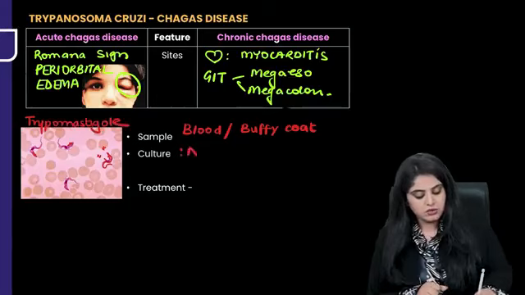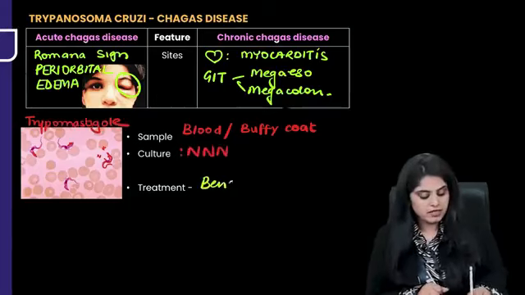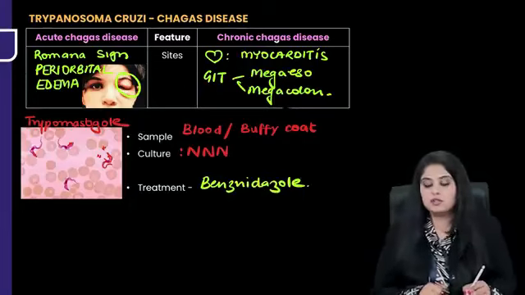Lastly, what culture are you going to do? We do the NNN culture media over here, and what is the treatment? It is done by benznidazole. Benznidazole is the treatment, otherwise you have to give supportive symptomatic treatment also.